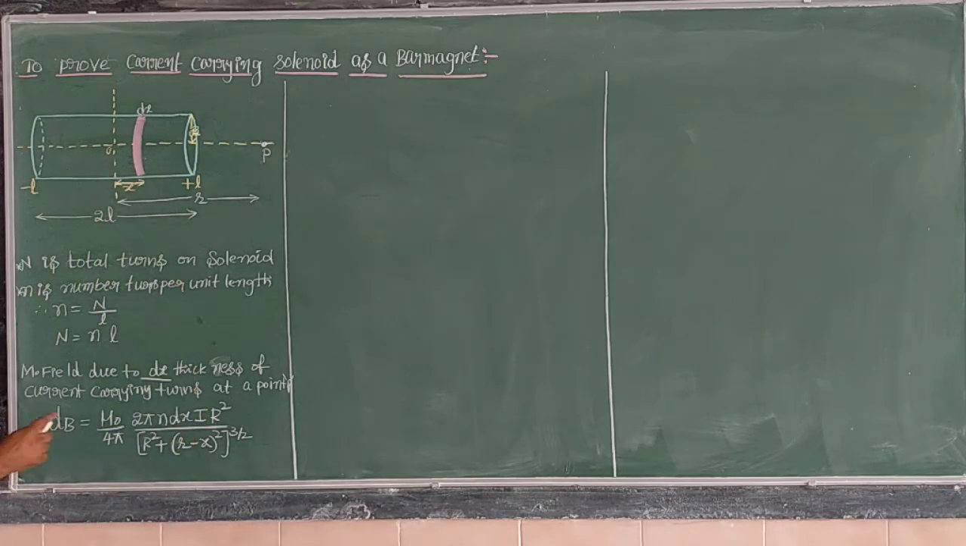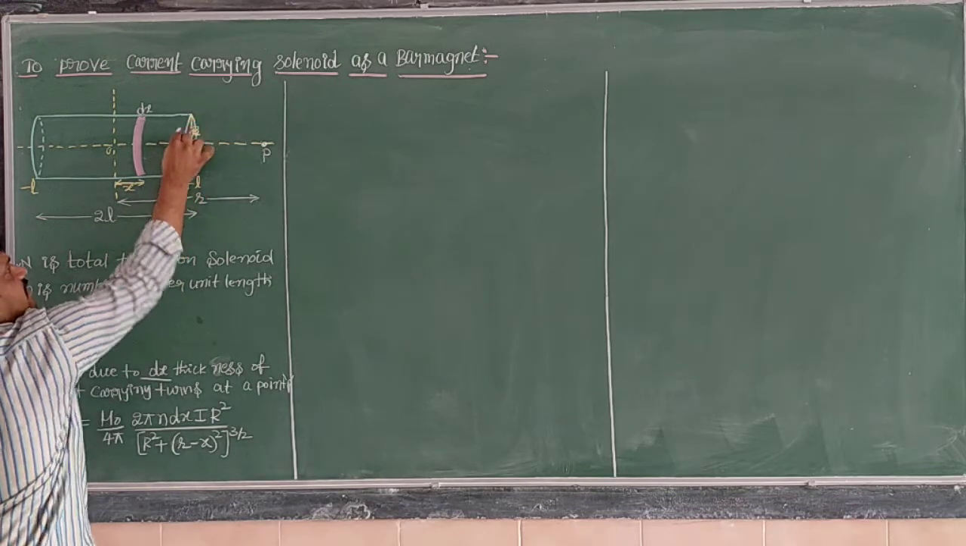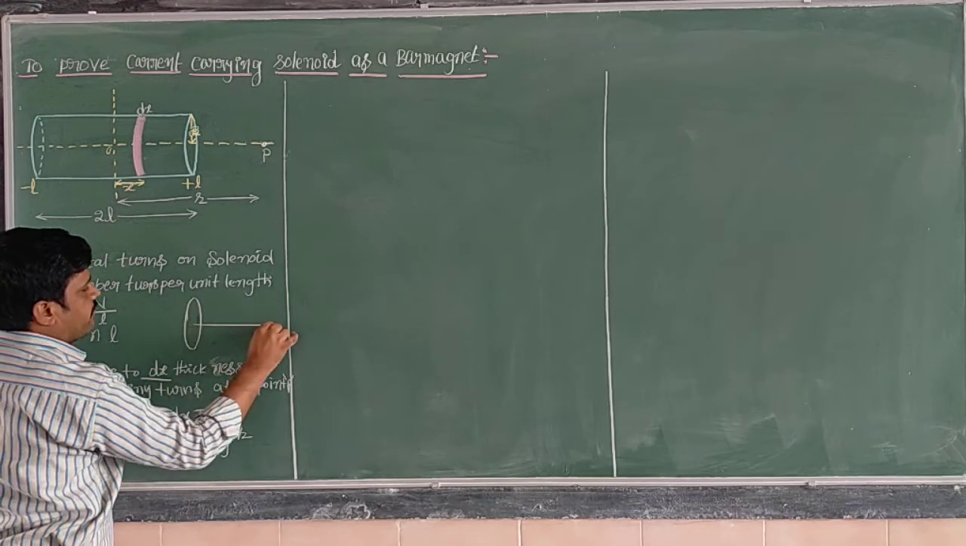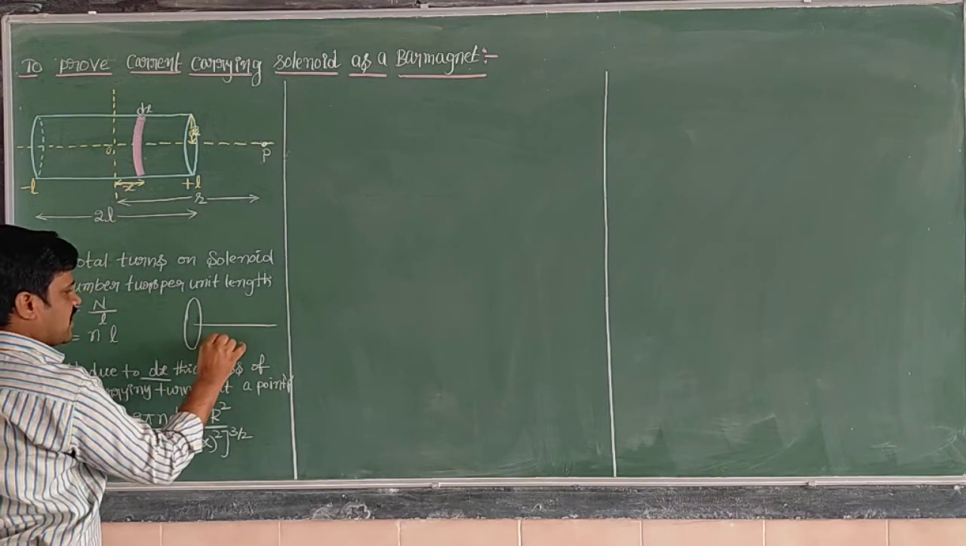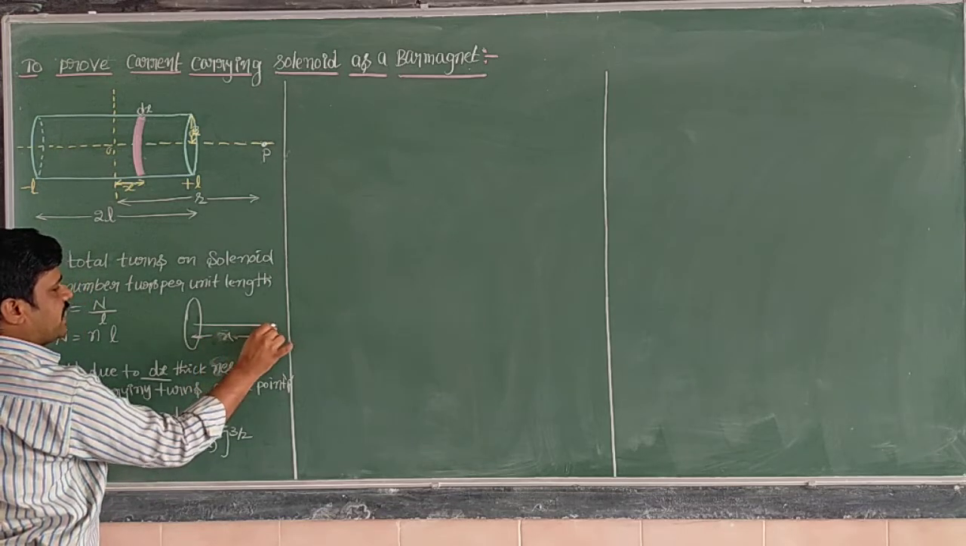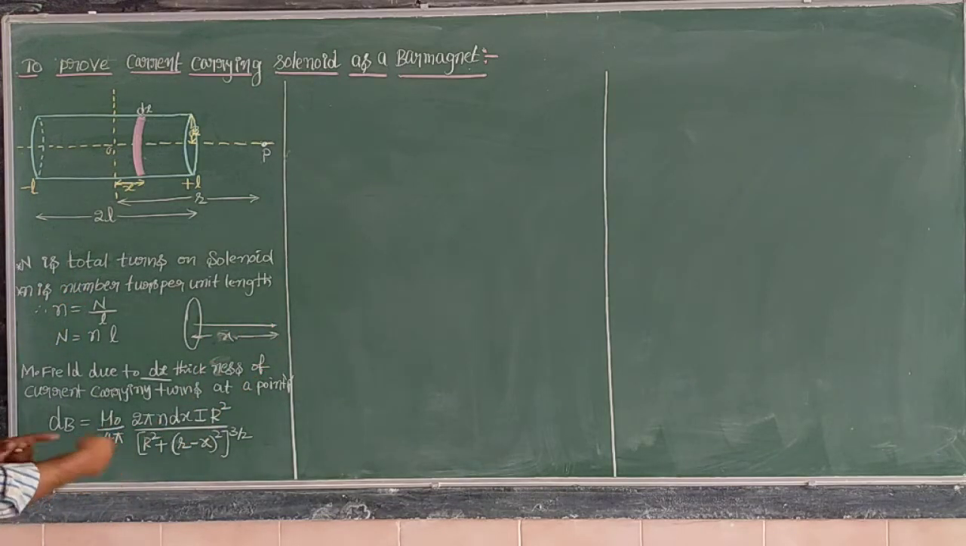But if you observe this part, this is a current carrying loop, and at a distance x, the magnetic field, which is the formula we derived previously, is B equal to mu naught by 4 pi into 2 pi n I r square divided by r square plus x square, whole power 3 by 2.